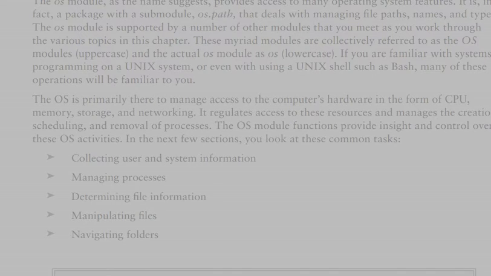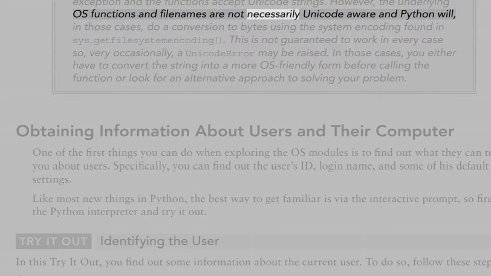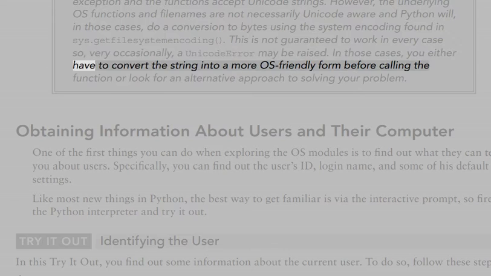The OS module is no exception, and the functions accept Unicode strings. However, the underlying OS functions and file names are not necessarily Unicode aware, and Python will, in those cases, do a conversion to bytes using the system encoding found in sys.getfilesystemencoding. This is not guaranteed to work in every case, so, very occasionally, a Unicode error may be raised. In those cases, you either have to convert the string into a more OS-friendly form before calling the function, or look for an alternative approach to solving your problem.